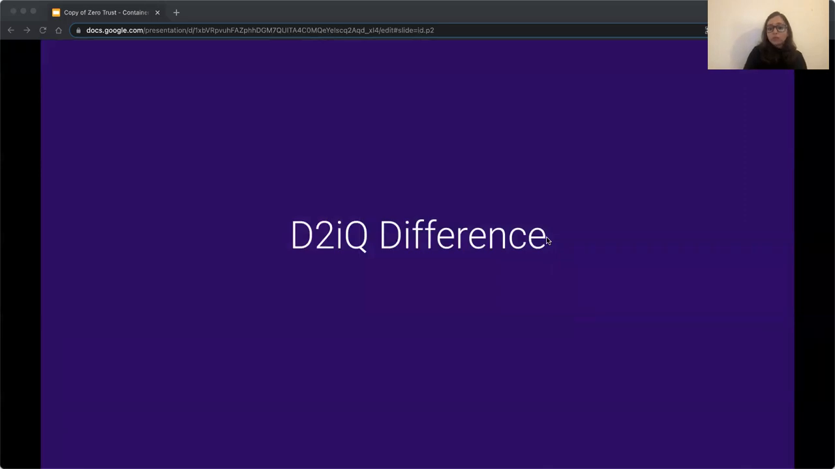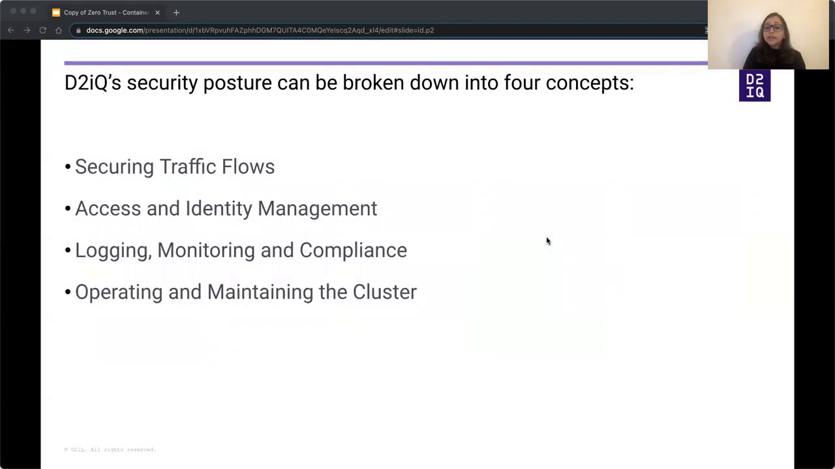And now we'll talk about how D2iQ products strive to achieve secure deployments. D2iQ's Kubernetes platform, or DKP as we call it, security posture can be broken down into 4 concepts: securing traffic flows, access and identity management, logging, monitoring and compliance, and operating and maintaining the cluster.